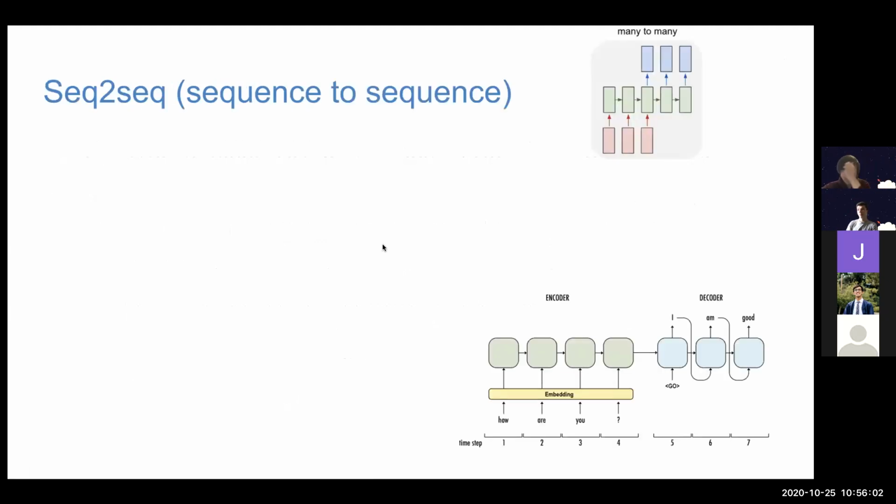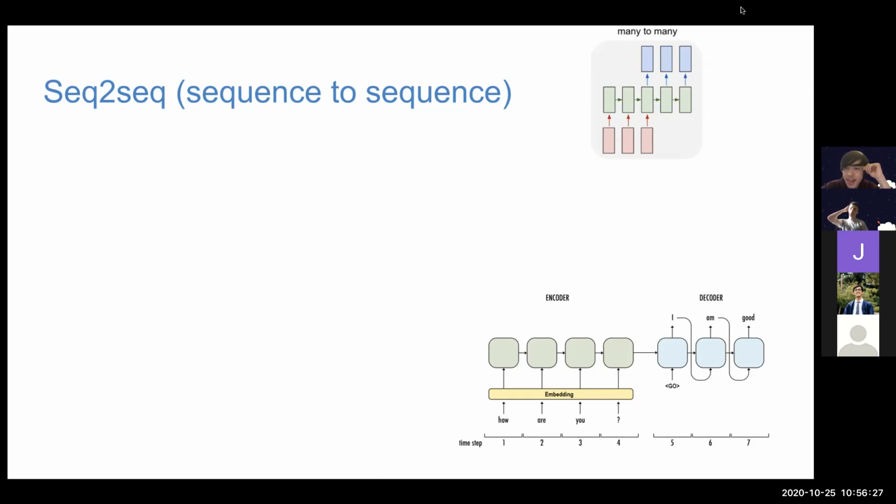Yeah, so now we're going to talk about seq2seq, which is the last little section of the workshop. And this is also going to be what the notebook covers. So seq2seq stands for sequence to sequence. And this is going to be your many-to-many, I think it was type 1, that I talked about before.